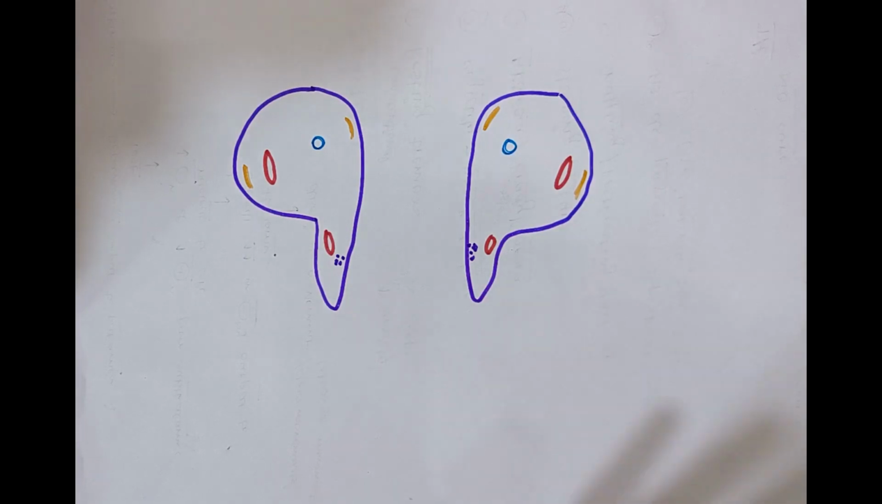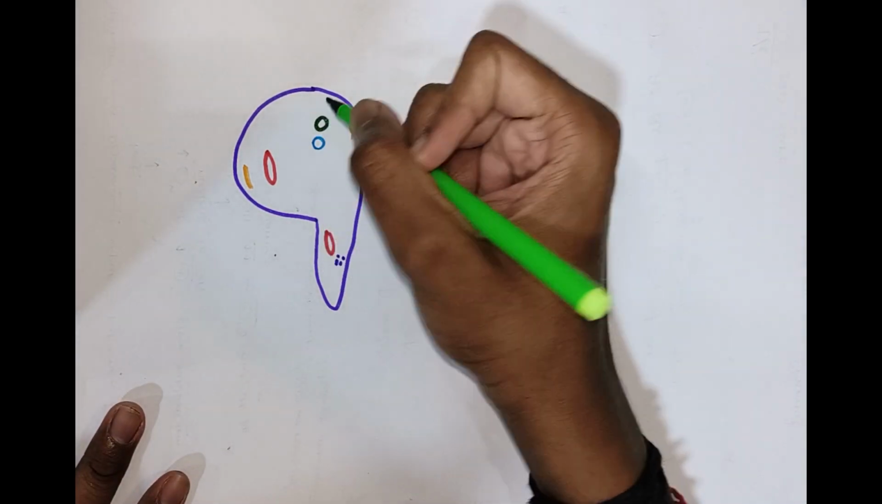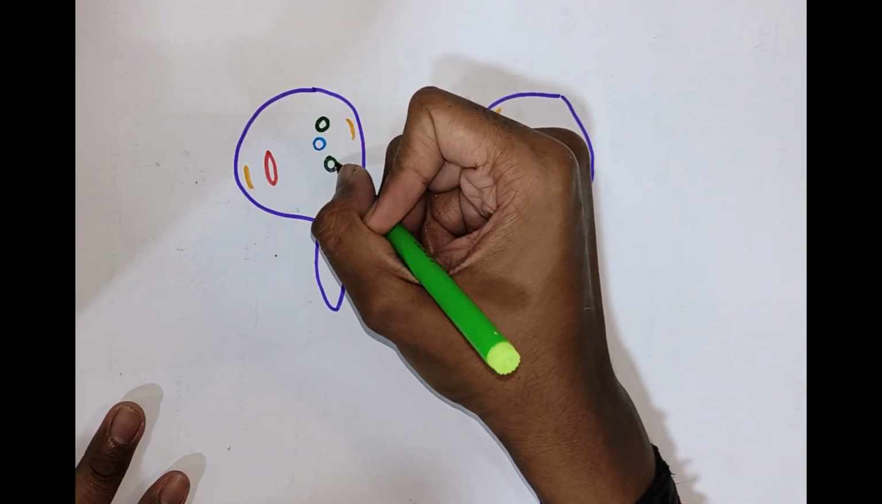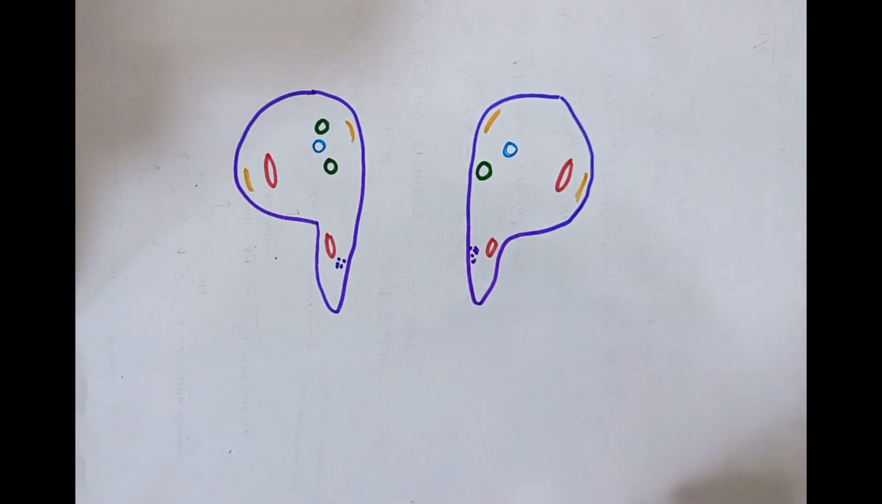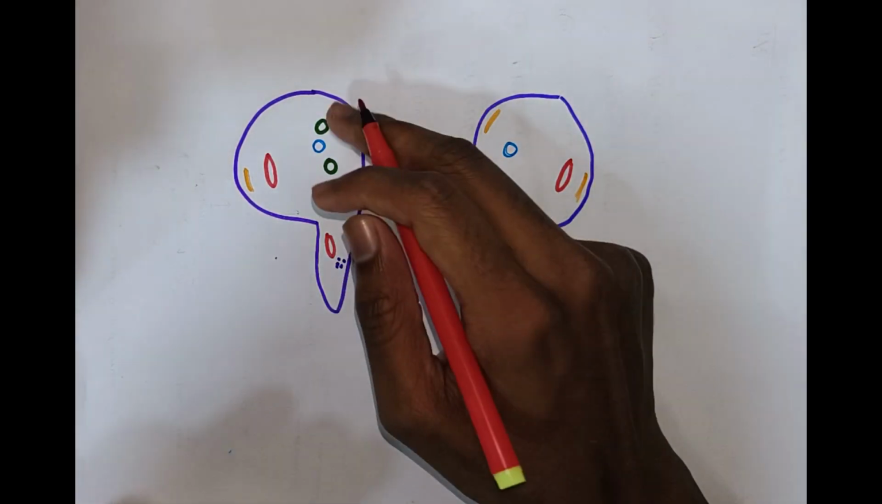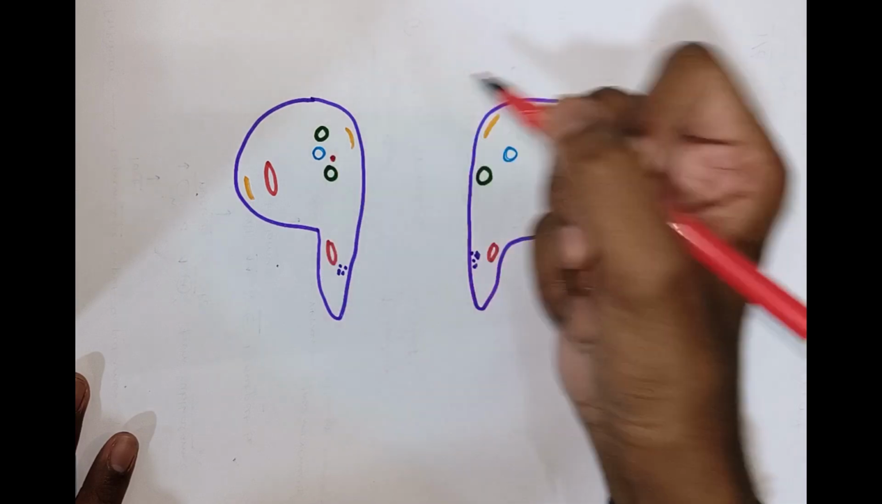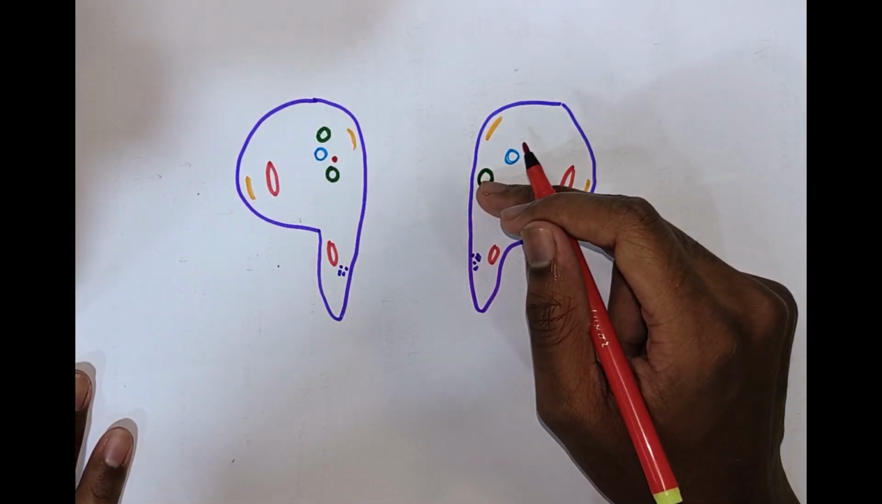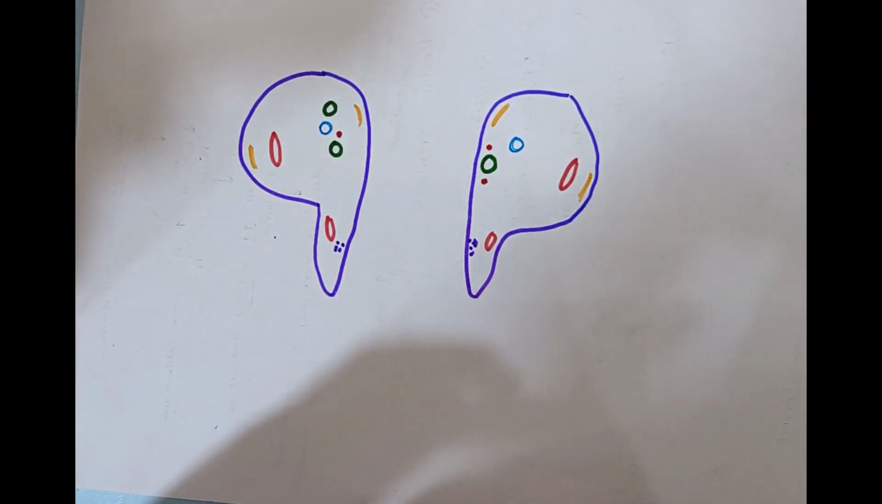Now here comes the difference. We have the eparterial bronchus here and the hyparterial bronchus here, but here we only have the left principal bronchus. Now if we talk about the bronchial artery, since there are two bronchi here, we'll have only one bronchial artery. Since there is only one bronchus here, we'll have two bronchial arteries. So there you go, you have the diagram for the hilum of the lung.